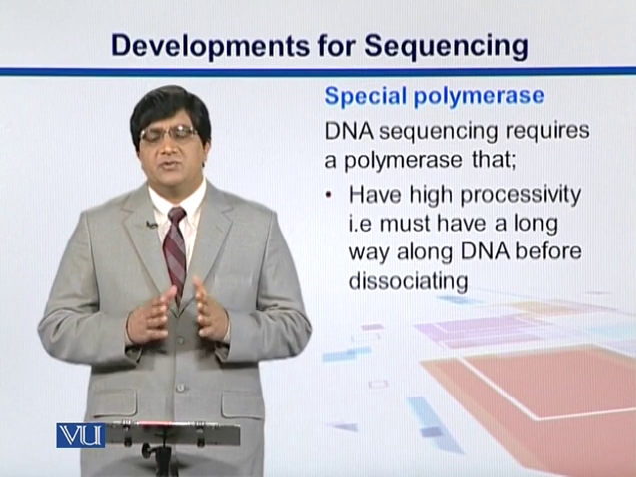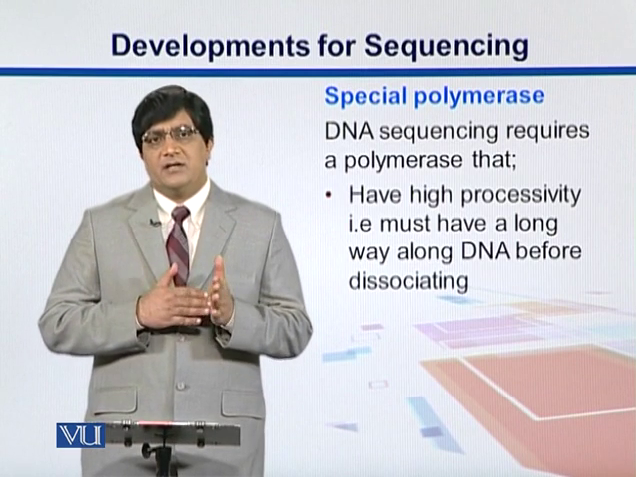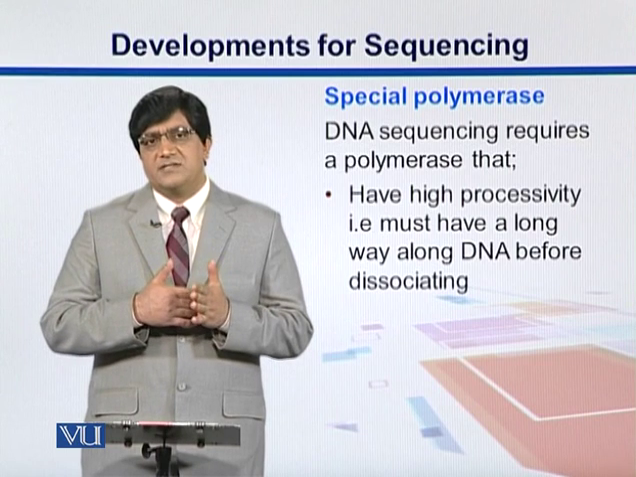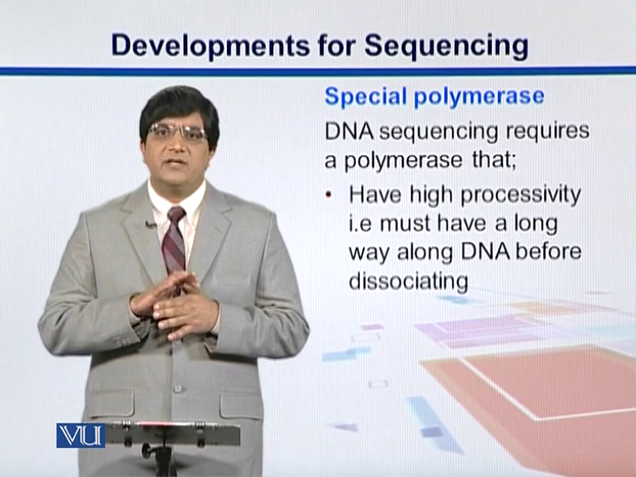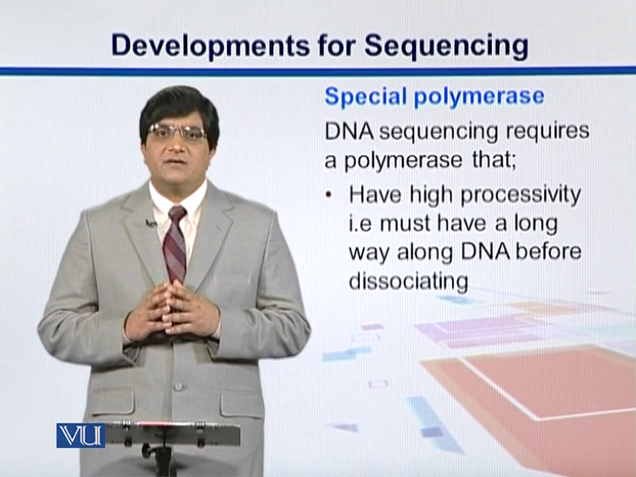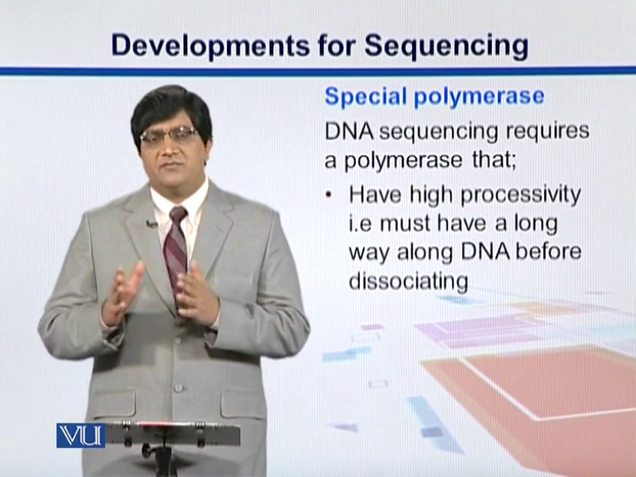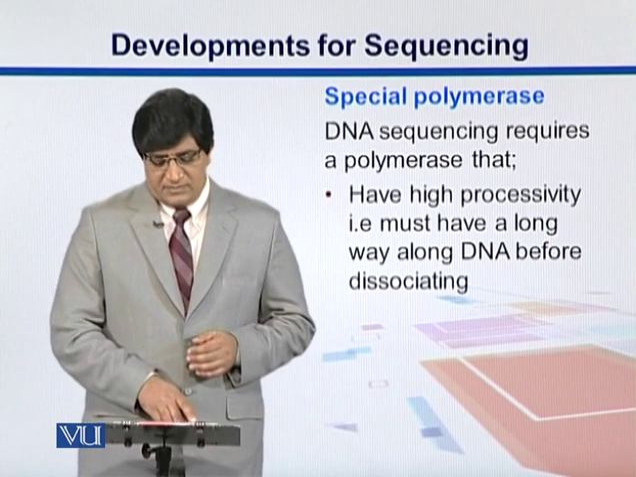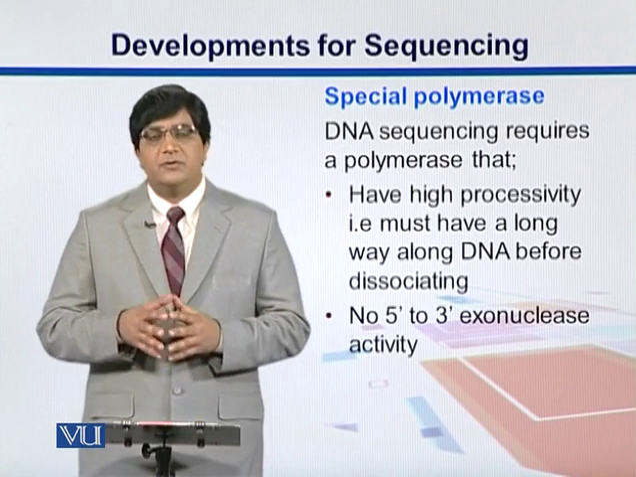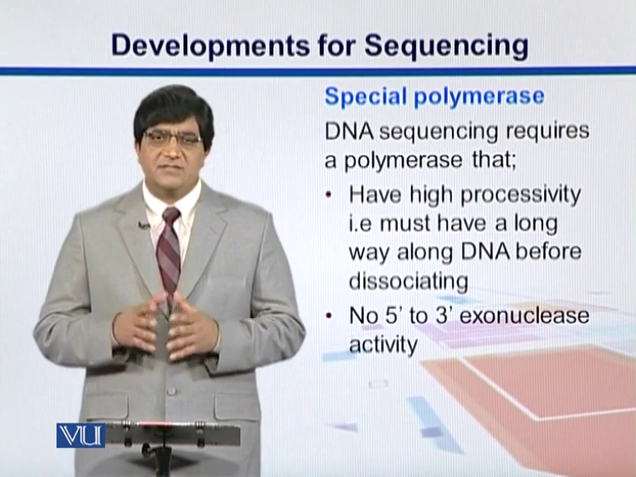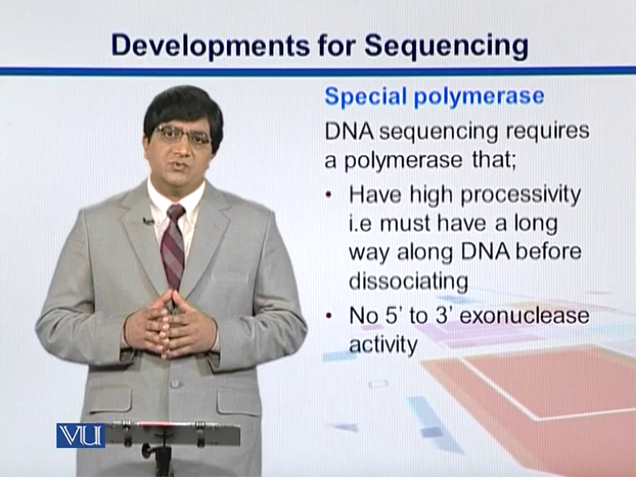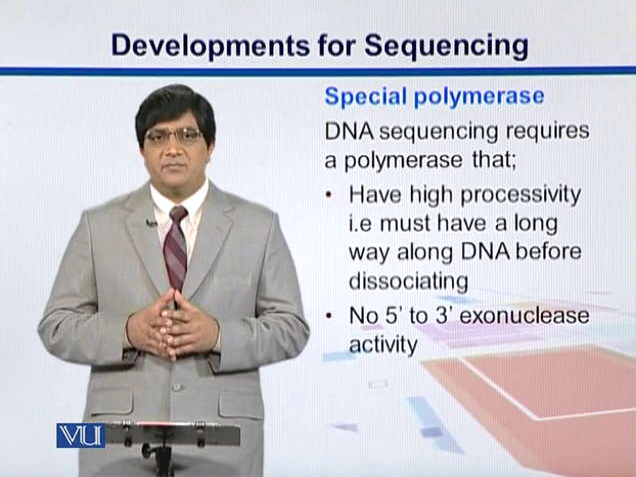In DNA sequencing, we need a special polymerase that has high processivity. That means it should not go away, while under normal circumstances the polymerase sometimes gets off from the replication process, and we want longer fragments, so we want high processivity. Secondly, normal polymerases have 5 prime to 3 prime exonuclease activity, which plays an important role in DNA repair.